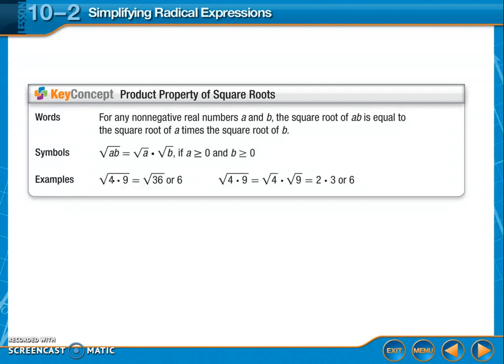For example, the square root of 4 times 9 is the same thing as the square root of 36, or 6. And you can think of that as the same thing as the square root of 4 times the square root of 9, which is 2 times 3, and you still get 6.